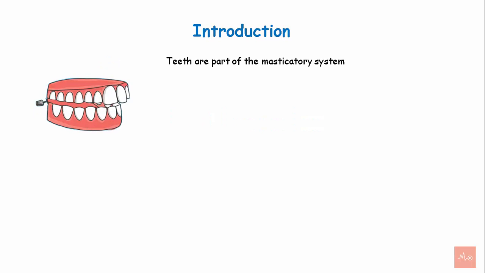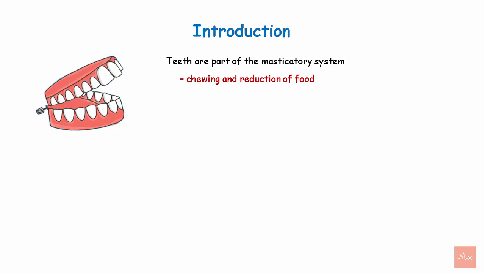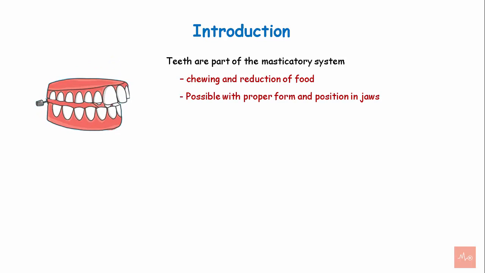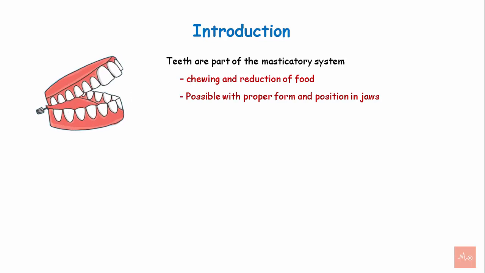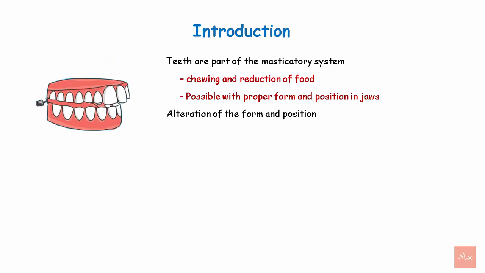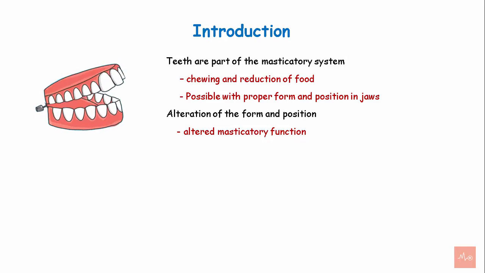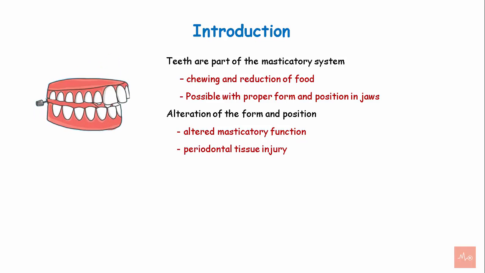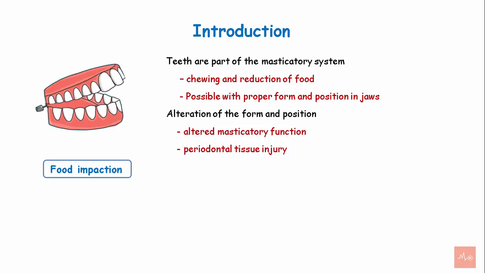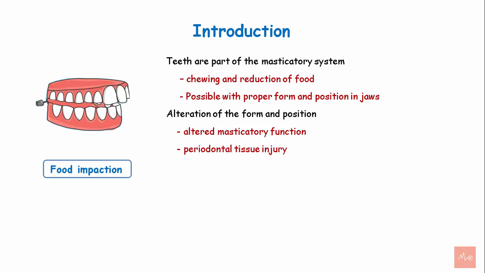Teeth are part of the masticatory system that help in chewing and reduction of food. This is possible with the proper form and positions of the teeth in the jaws. Alteration of the form and position of teeth can lead to altered masticatory function and also lead to periodontal tissue injury. One such condition is called food impaction.